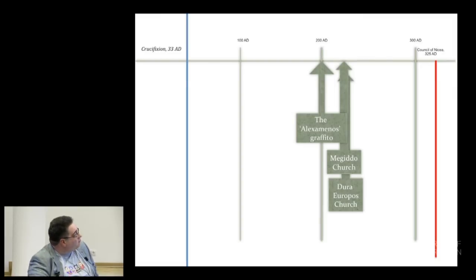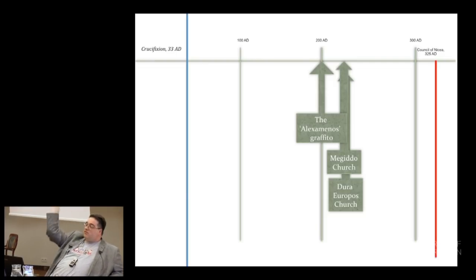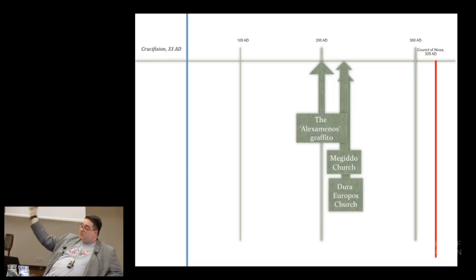So if we have on the right, the red line is the Council of Nicaea at 325 AD. The blue line on the left is the crucifixion, and then we've got 100-year increments marked out here. So just around the turn of the 200 there, we have the Alexamenos graffito, and just after that, the evidence from the Megiddo Church and from Dura Europos. And notice that these evidence come from Rome, from Israel, from Syria.